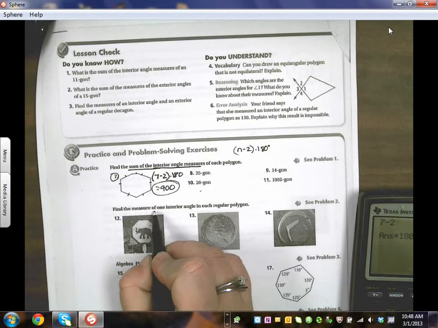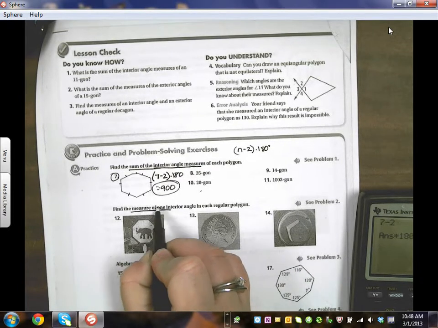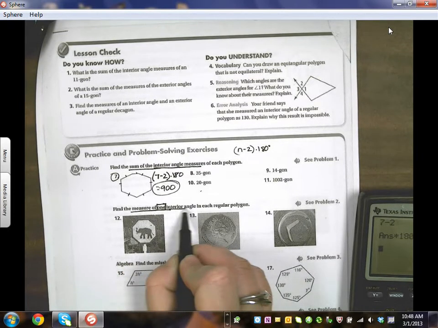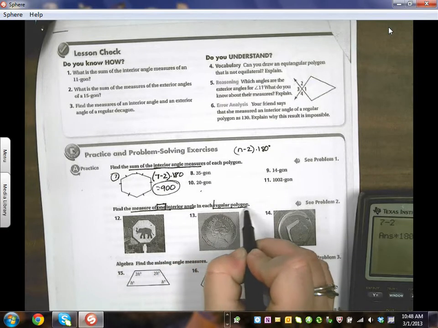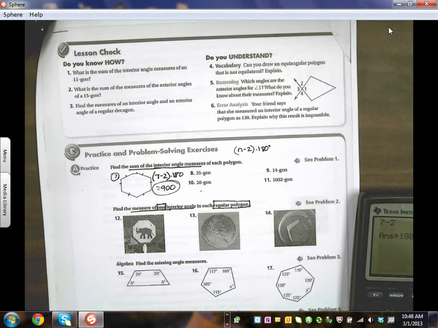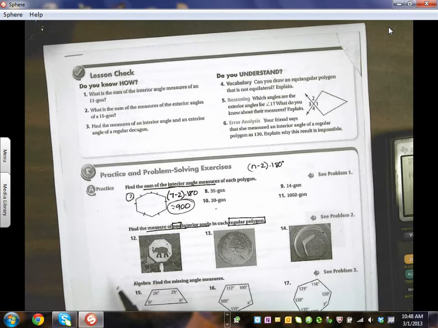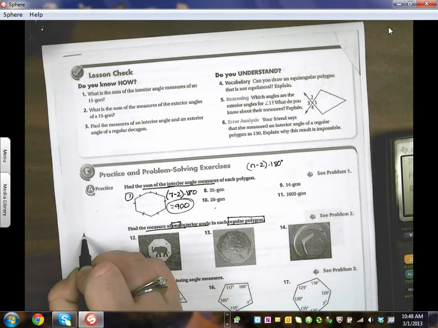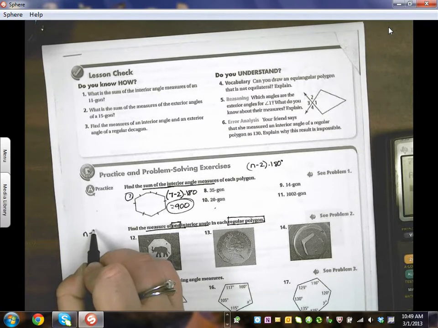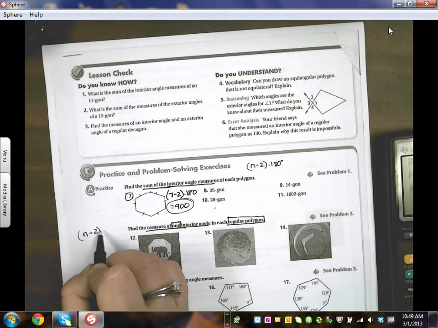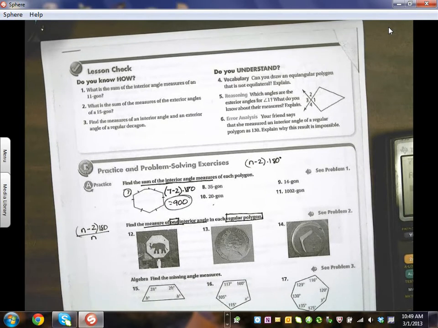Now here we want to find the measure of 1 interior angle. And notice it says, this is very important, regular polygon. I cannot use this formula unless I'm looking for a regular polygon's interior angle. The formula is this: the number of sides minus 2 times 180 divided by how many sides I have.